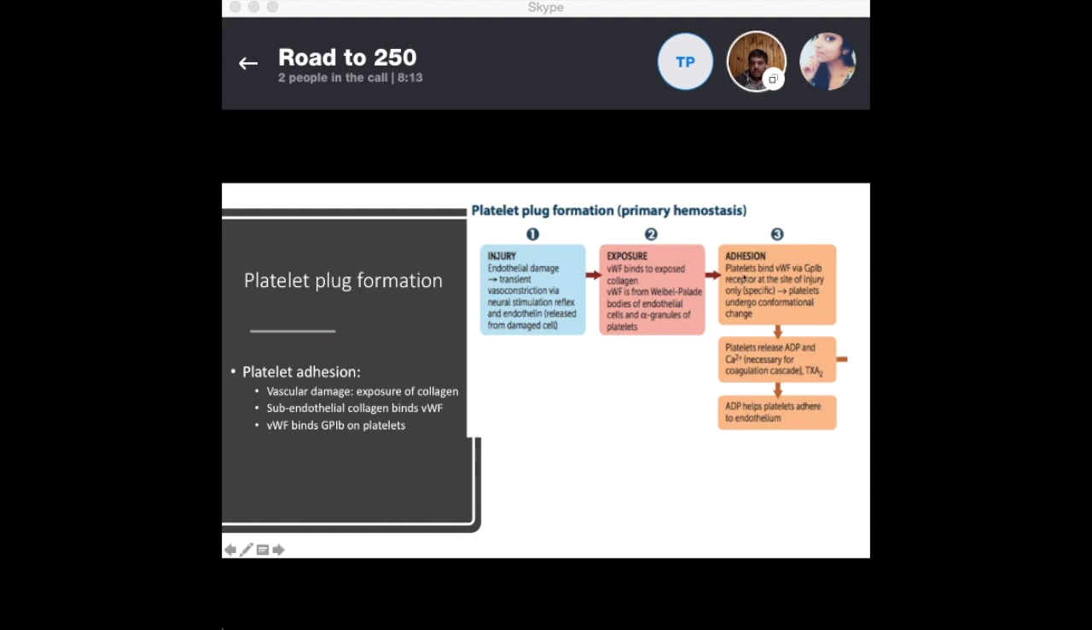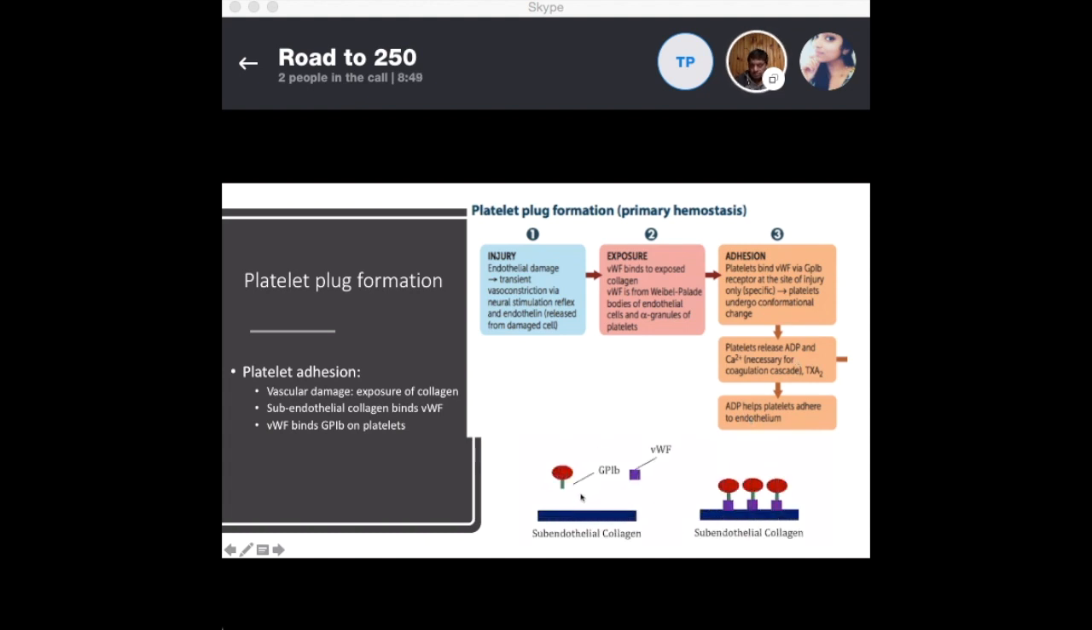Once these platelets bind to the von Willebrand's factor, they'll bind via the GP1B receptor. So in simple terms, vascular damage exposes the subendothelial collagen, which binds von Willebrand's factor, and then von Willebrand's factor binds to the GP1B on the platelets. And then platelets will release ADP and calcium, which are necessary for the coagulation cascade, and thromboxane A2. Again, we'll talk about these two in the next slide or two.